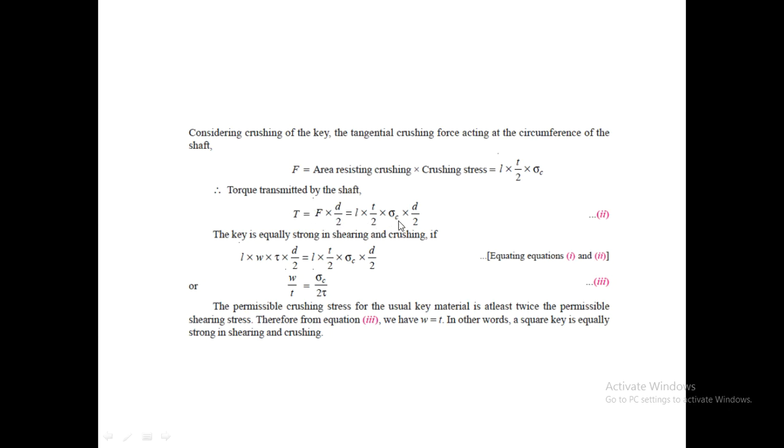Now when we equate the shearing and the crushing stress, considering that the key is equally strong in both these stresses, we get W by T is equal to sigma C by 2 tau. Now this is the case for a rectangular key. Now if it is a square key, W will be equal to T, so sigma C will be equal to 2 tau, wherein the crushing stress is twice that of the shearing stress.